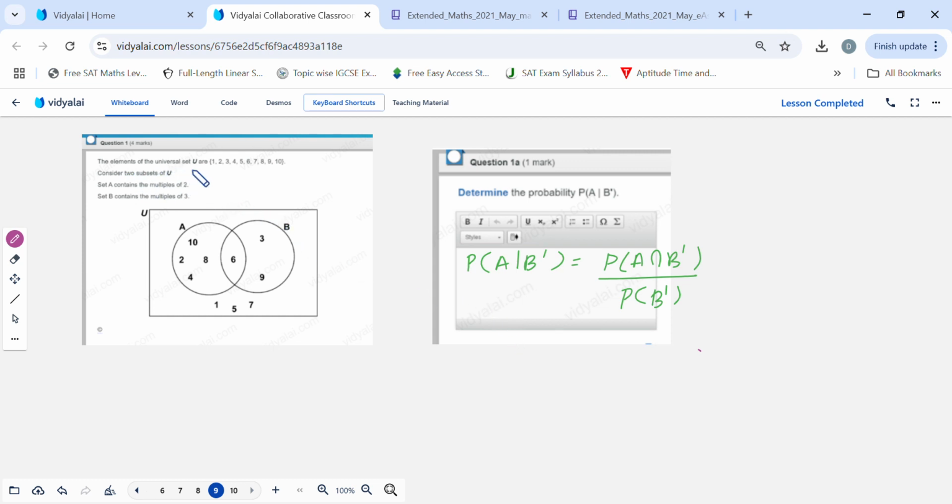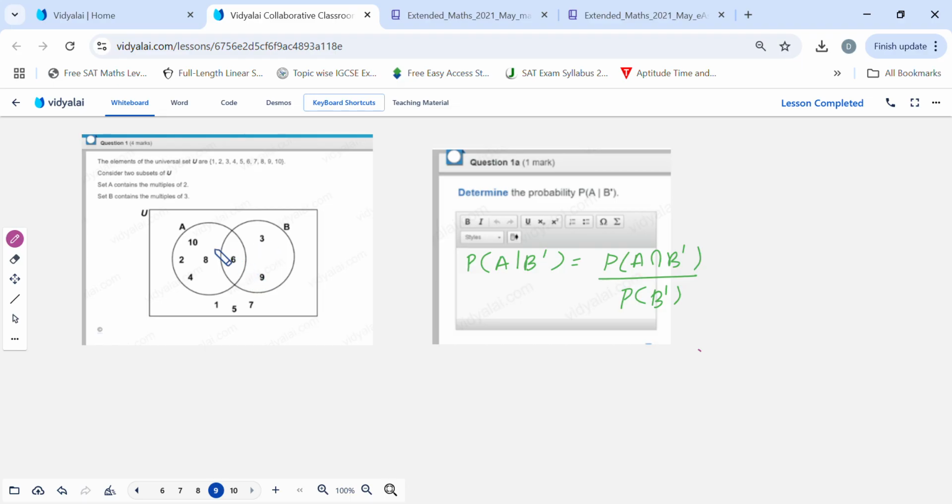The elements of the universal set U are 1, 2, 3, 4, 5, 6, 7, 8, 9 and 10. Consider two subsets of U. Set A contains the multiples of 2, set B contains the multiples of 3. So A contains 2, 4, 6, 8, 10 and B will contain 3, 6, 9.